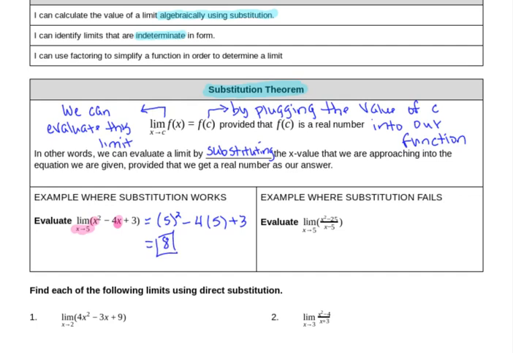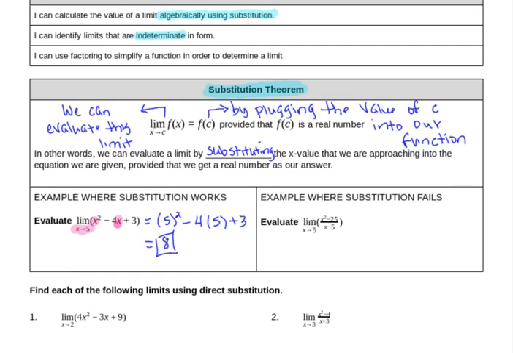So we got a value. The function value at x equals 5 is 8, and that also means then that that happens to be our limit this time because there's nothing weird going on. Really, that's what this means. Substitution works as long as there's nothing weird going on with your function at that x value. So let's take a look at an example where substitution actually fails.